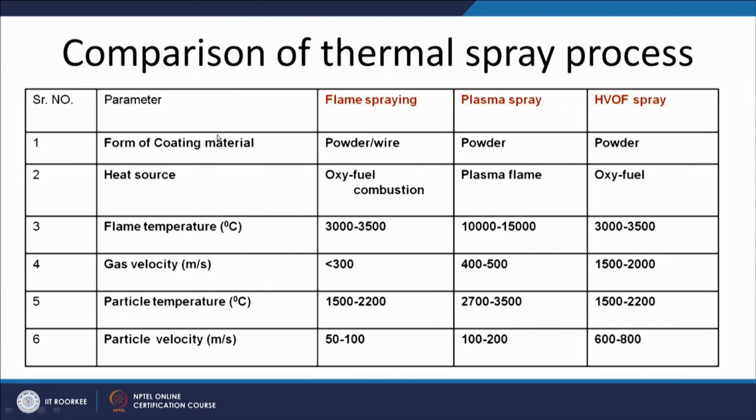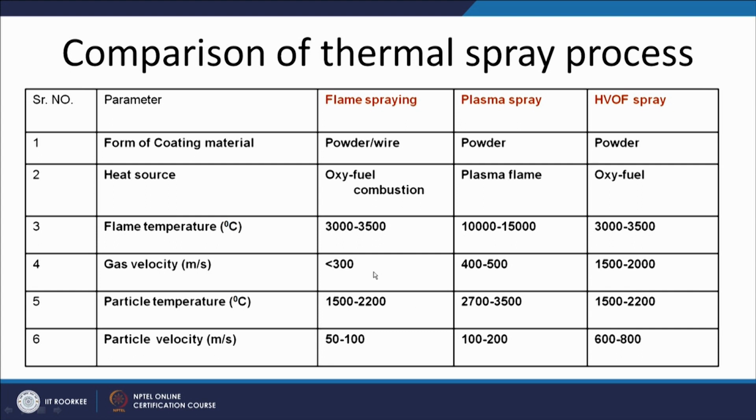Here is the comparison of the different spray processes like flame spray, plasma spray and high velocity oxyfuel spray. In all these processes, powder is used as the feed material or consumable for depositing the coating. The heat source in the case of flame spray, and also in the HVOF process, is oxyfuel combustion, while in the case of plasma spray it is the plasma arc. The maximum temperature attained in flame spray is 3000 to 3500 degrees centigrade, 10,000 to 15,000 degrees centigrade in plasma spray, and 3000 to 3500 in the HVOF process.